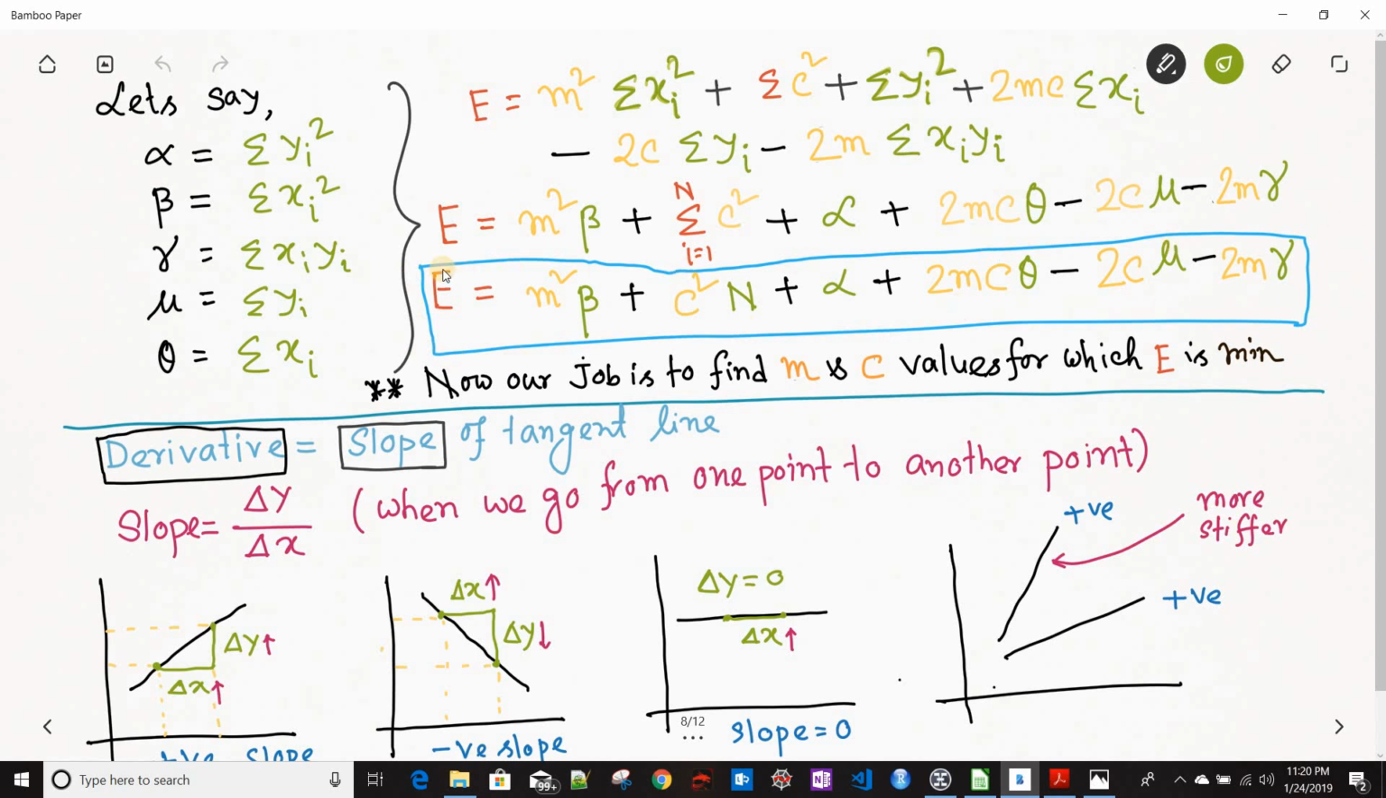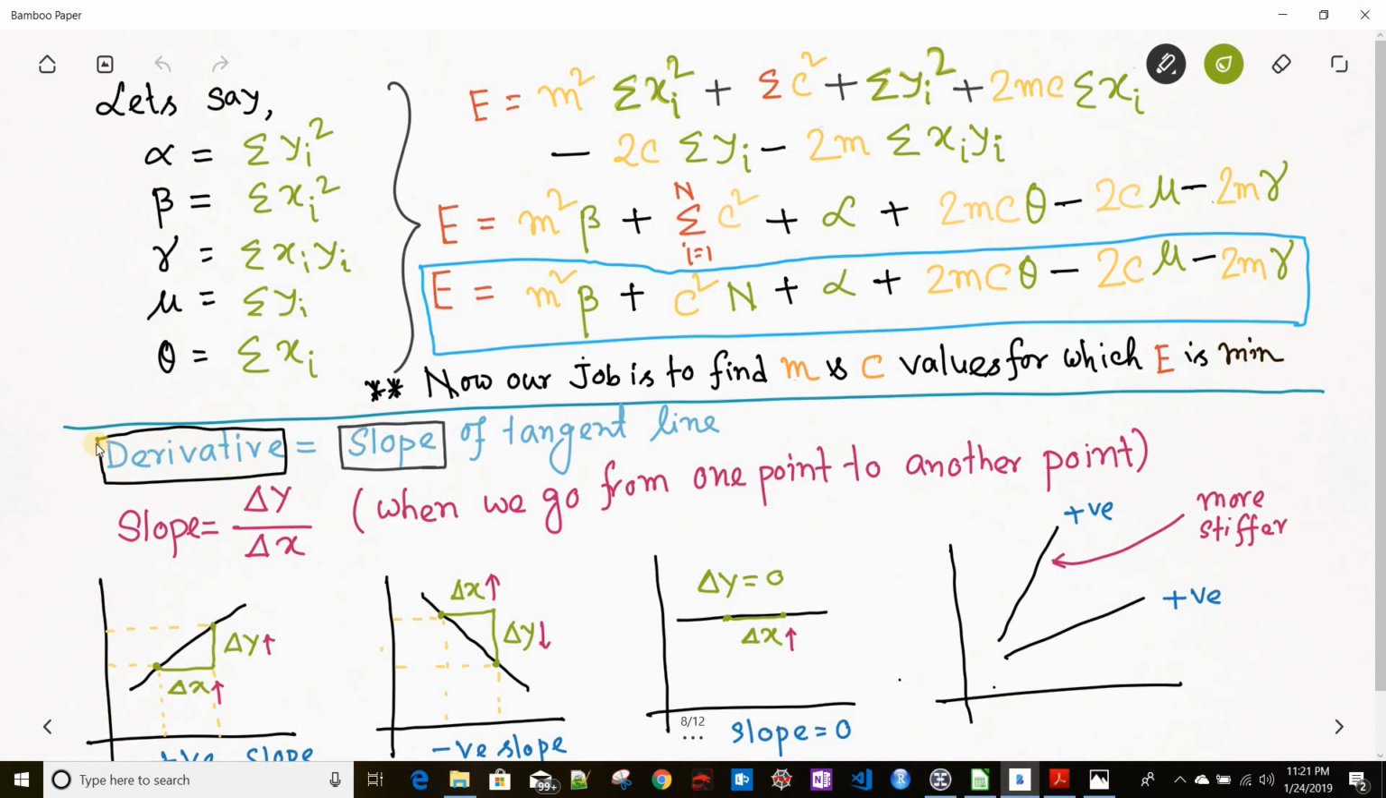Now we know the equation of E. Our goal is to find the m and c values for which E will be minimum, because our end goal is to minimize E. For that, this particular problem now becomes a calculus problem. If we know calculus, using derivatives, first order and second order, we will know the minimum point of a particular function. So let's talk about that.